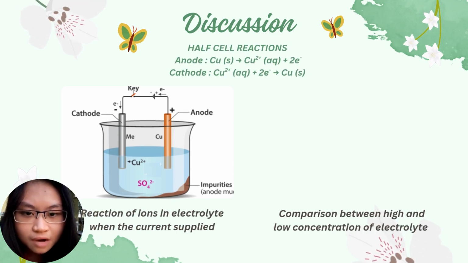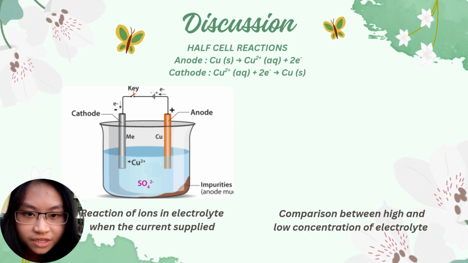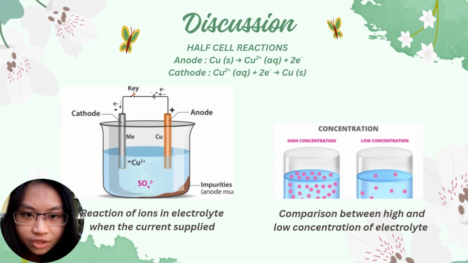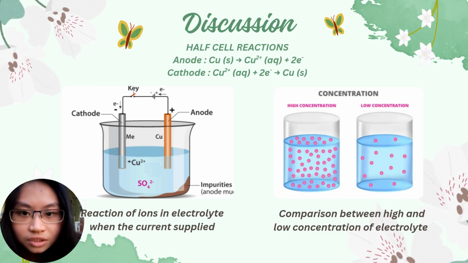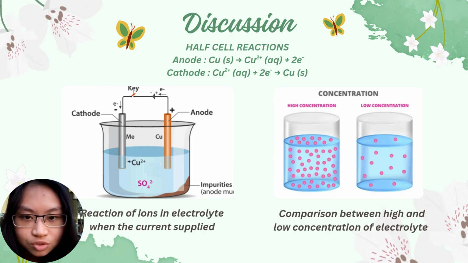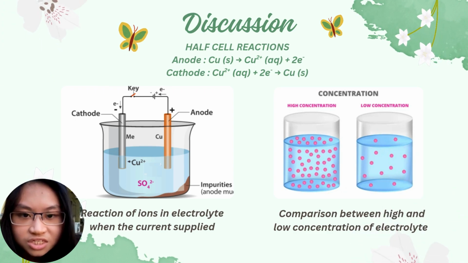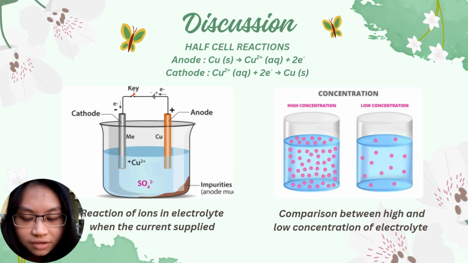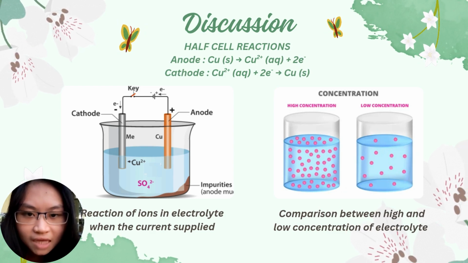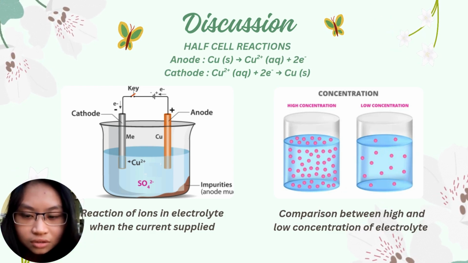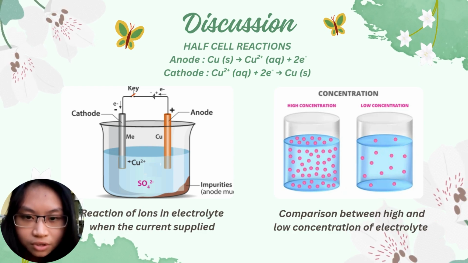So for the discussion part, the half cell reaction is represented with the equation below. From the first picture, we can know the electron flows from the negative terminal to the cathode. Then the copper ions attracted to the cathode will be discharged instead of protons, since copper has a more electropositive standard reduction potential. The copper at the anode will oxidize itself to give copper ions in the solution. Then the electron flows to the positive terminal.